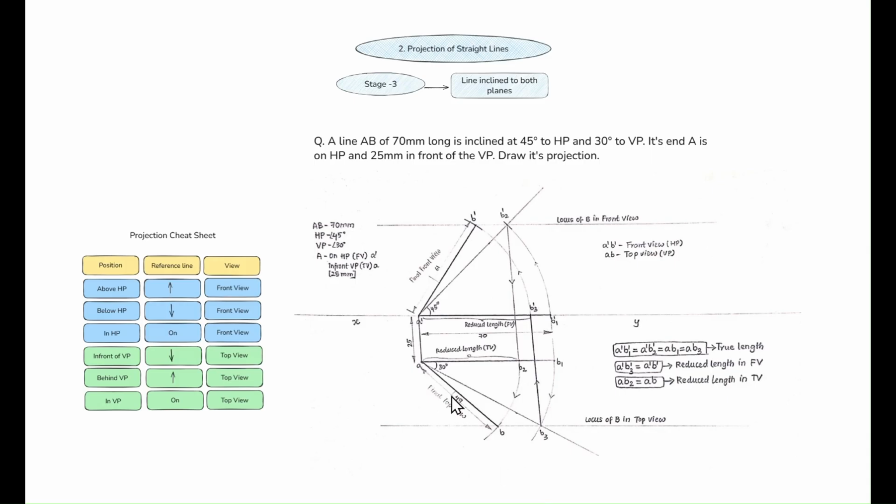And this, I have mentioned clearly. A dash B1 dash, A dash B2 dash, and A B1 and A B3 are true lengths. And A dash B dash 3 and A dash B dash are reduced lengths in front view, and similarly AB2 equal to AB is the reduced length in top view. So for your clarity, I have mentioned this here. What you need to do is read the question properly. What is given, what are the angles, where the angle is given, in which projection the angles are given. So read the question properly, peacefully, and understand it.